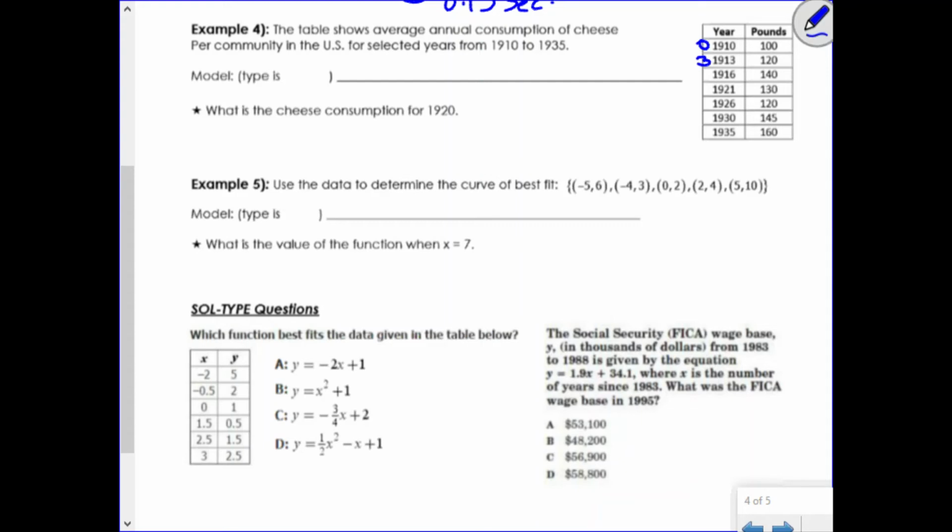If you go from 1910 to 1916, how many years is that? It's all relevant to what your 0 was. Okay? So how much time would pass when you get to 1921? 1926. 1930. 1935. So 0, 3, 6, 11, 16, 20, 25.